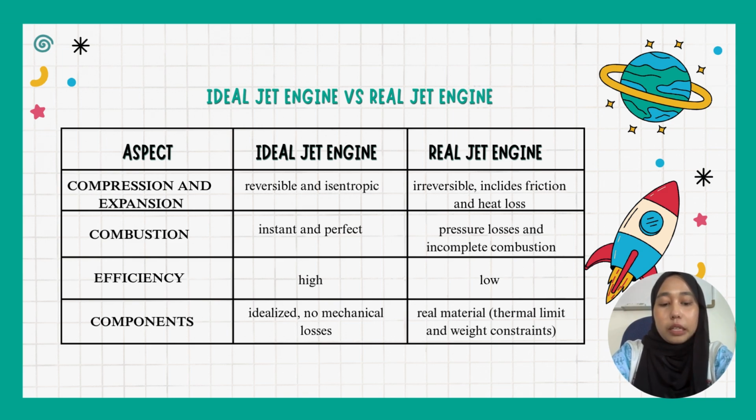Lastly, the component in an ideal jet engine is idealized, with no mechanical losses and no material limits. But in contrast, a real jet engine must be built with material that can withstand extreme temperature and pressure.